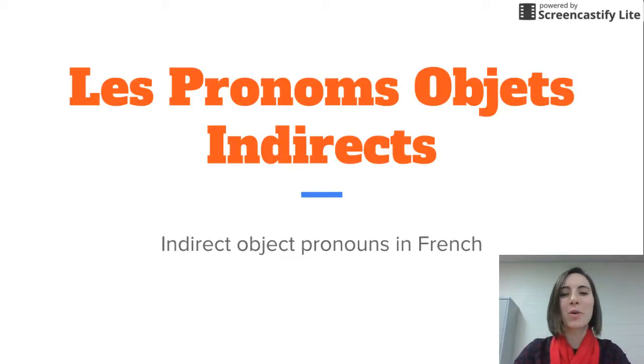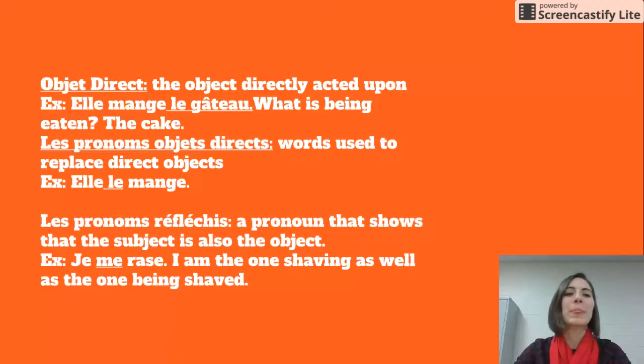Today we're talking about les pronoms objets indirects, or indirect object pronouns in French. So a couple of definitions that you're going to want to make sure that you know. We've learned already our objet direct, the object which is directly acted upon. So we've talked about our pronom objet direct, where we're replacing the direct object.